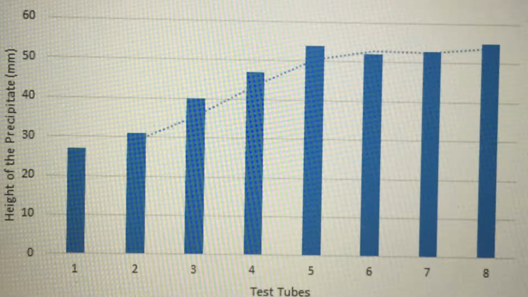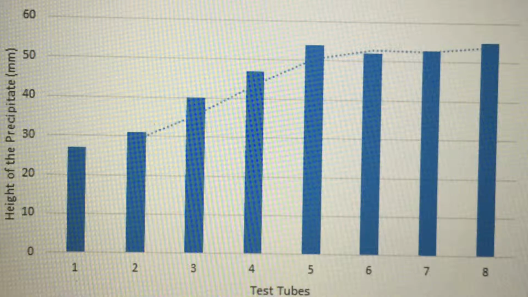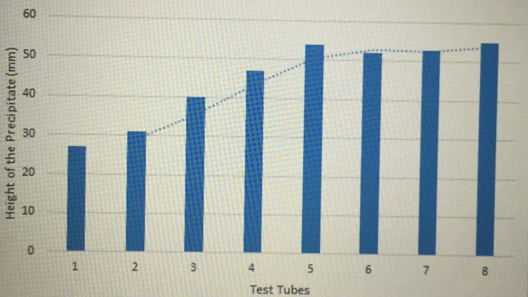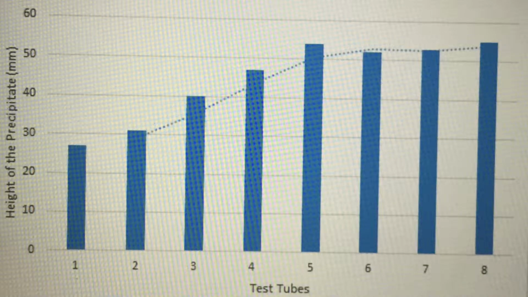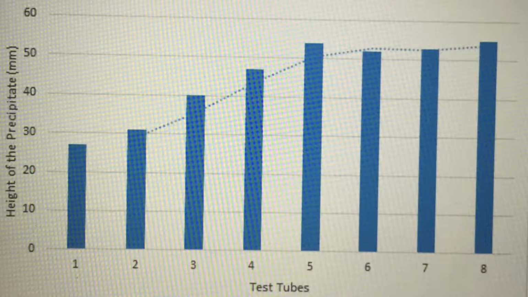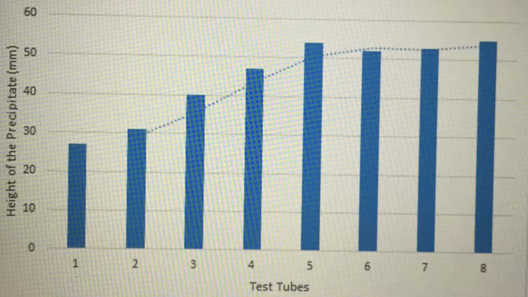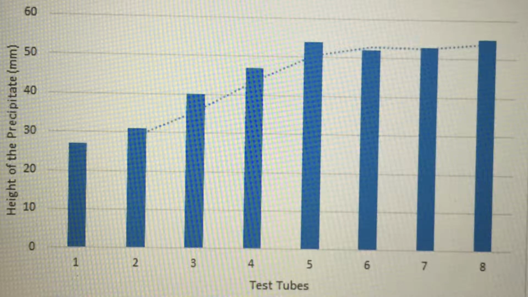Now going to the data, by looking at the graph, you can see that the precipitate starts at a low amount, then increases up to test tube 4, and then starts to level off from test tubes 5 through 8. In our experiment, our group put different amounts of potassium hydroxide and copper sulfate and then watched it for 10 minutes. Then our group observed the results and recorded the data of precipitate levels to conclude the limiting reactants: for test tubes 1 through 4 it was potassium hydroxide, and copper sulfate is the limiting reactant for test tubes 6 through 8.